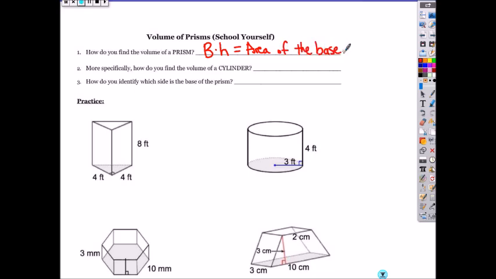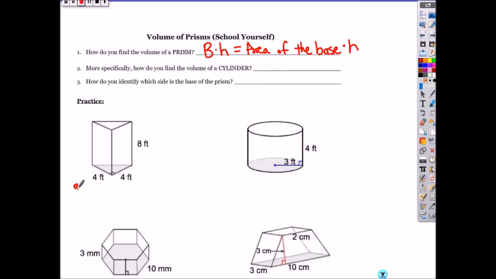Guess what H stands for? Times height. Okay? Big B is the area of the base, and you multiply by height. So look at the first one. What kind of base do you have?